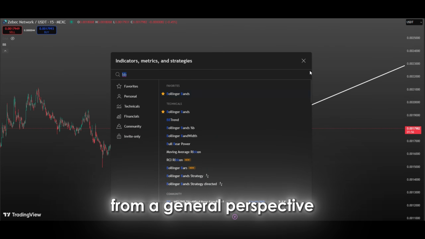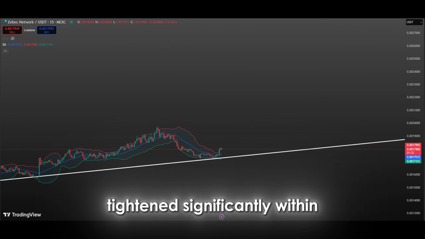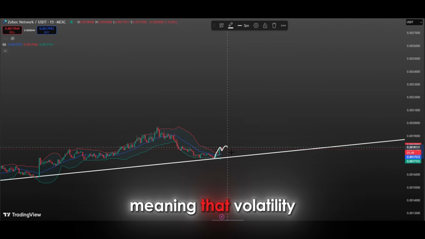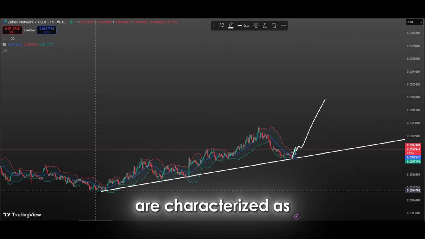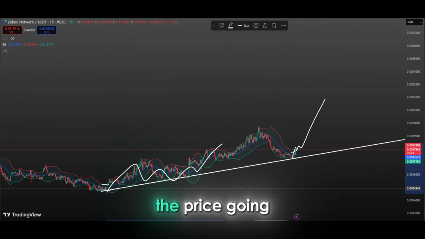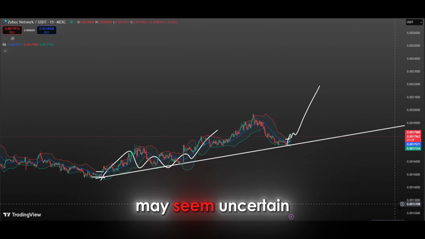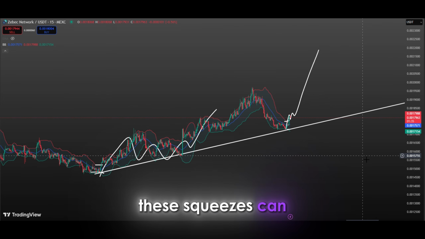When we look at the chart from a general perspective, it is clear that the price movements have recently tightened significantly within the Bollinger Band, meaning that volatility has decreased significantly. Such squeeze phases are characterized as the calm before the storm in the markets. In other words, the price going back and forth in a narrow range may seem uncertain to investors at first, but in terms of technical analysis, these squeezes can be a harbinger of a big move. Indeed, Bollinger Bands are a very sensitive and reliable tool in this regard.